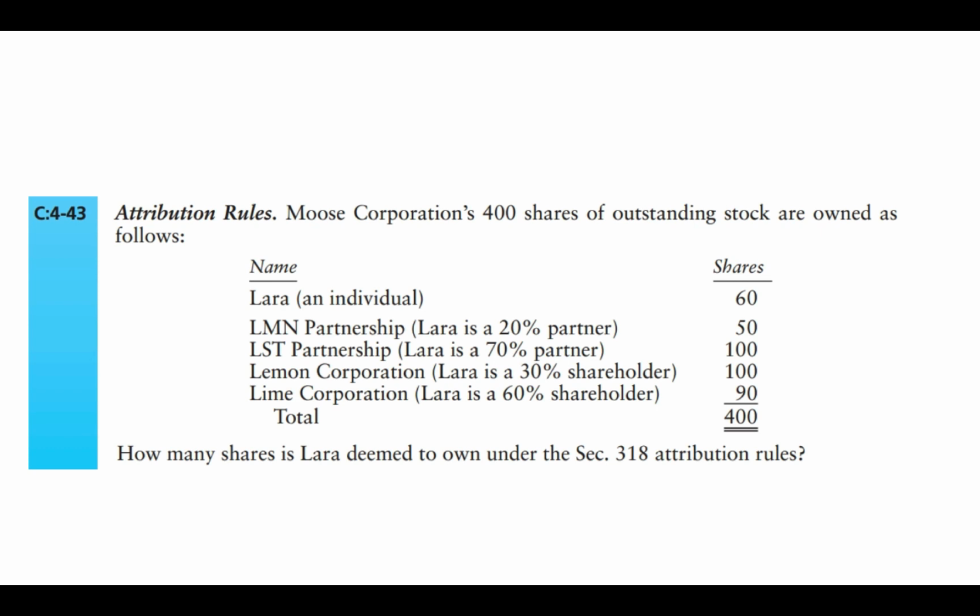She is also a partner in LST Partnership. Because she is a 70% partner, she's going to be treated as owning 70% of those 100 shares, so 70. Lemon Corporation. She is a 30% shareholder. So remember, for our purposes, she's not going to be attributed any of that because she has to own at least 50% of a corporation. All right, and Lime Corporation, she is a 60% shareholder. So she is going to be attributed 60% of those 90 shares, so 54 shares.